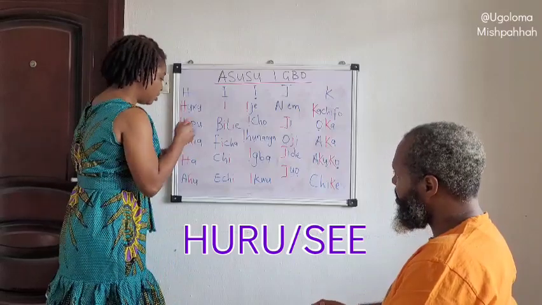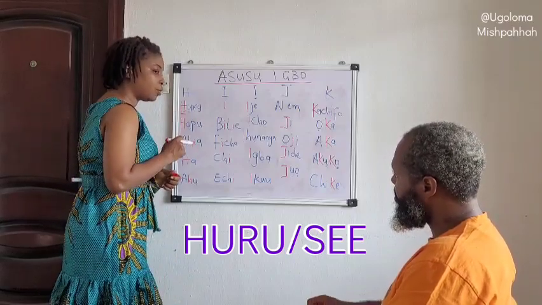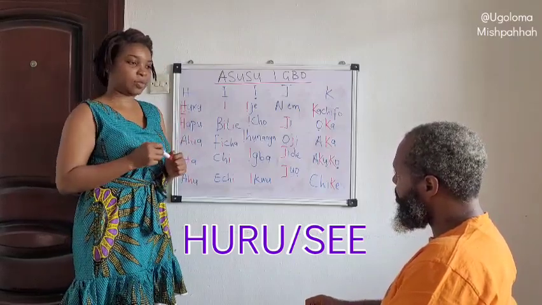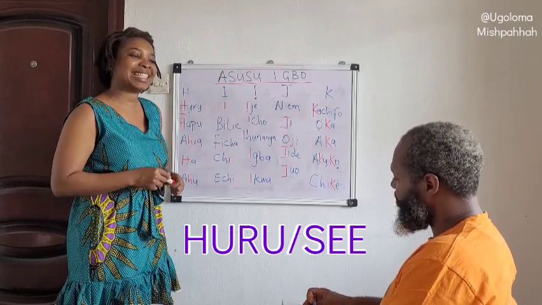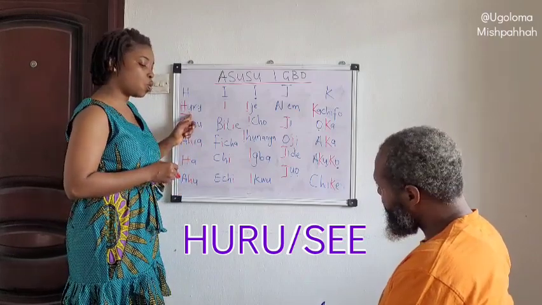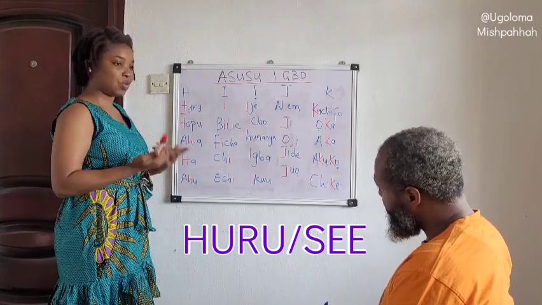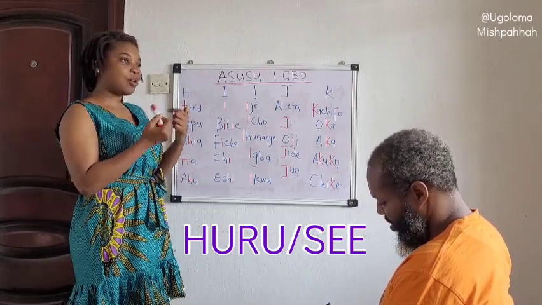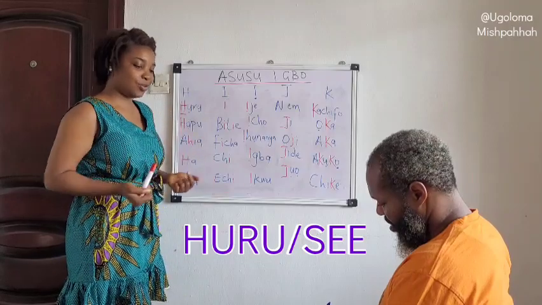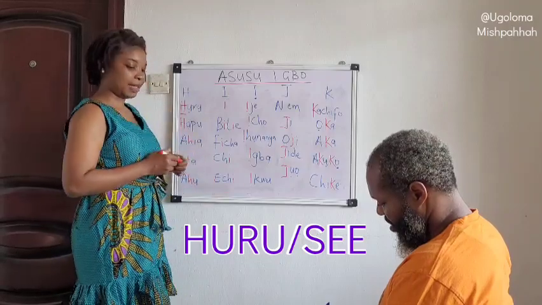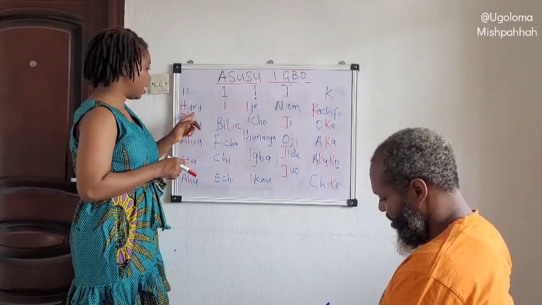HURU. See this? HURU. Good. That means sing. If you see this one, you say ho. HURU. Sing, to see something. HURU. Ahụrụ gị, I saw you. See. Sing. HURU. Okay. Next word.